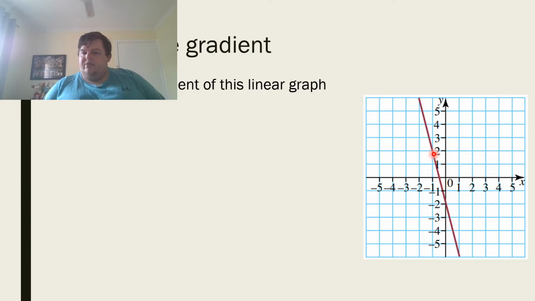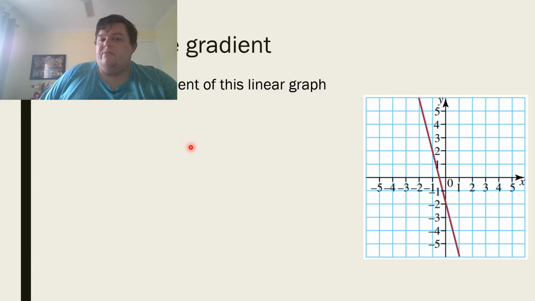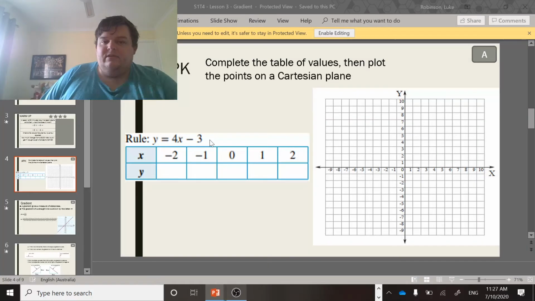So between these 2 points, it's going down, so it's going to be a negative number. It goes down 1, 2, 3, 4, so the rise is -4, and the run from left to right goes across 1. All right. So -4 divided by 1 will give me my gradient, which is -4. That's how we would tell the gradient for that sort of thing.